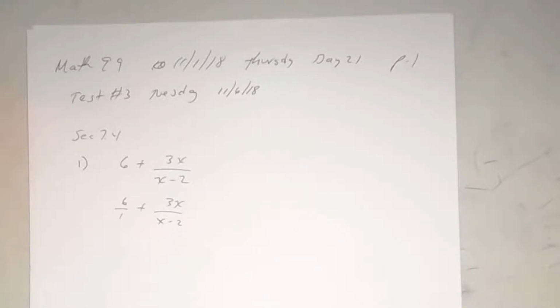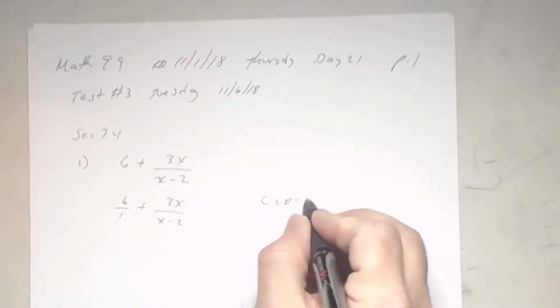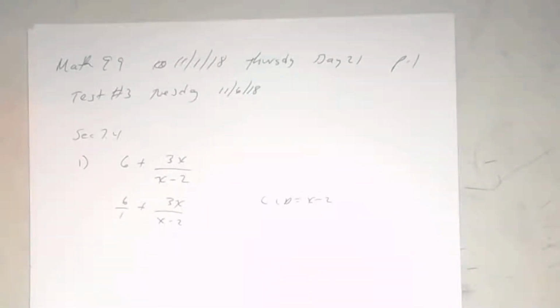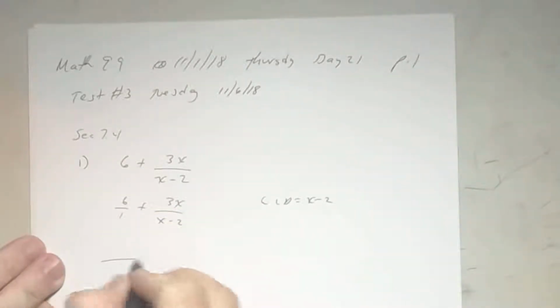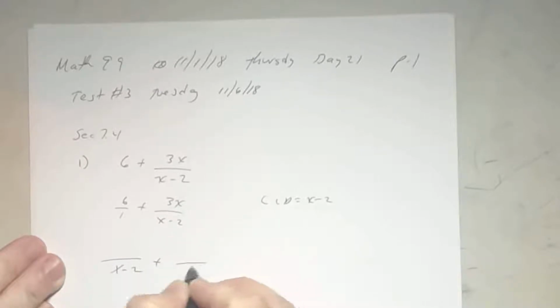Now, once you factor, you find the LCD. The LCD here is x minus 2. Once you find the LCD, what was that next step? Write equivalent fractions. So I'm going to write 2 fractions with what denominator? X minus 2.